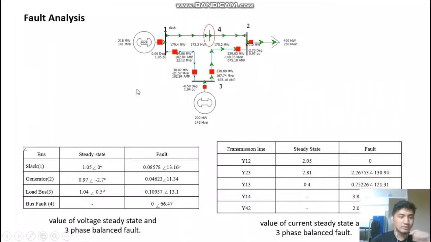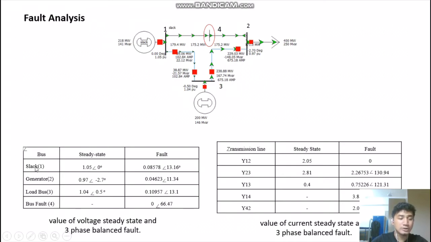So I'm going to explain to you about fault analysis. As you can see, we choose our fault to happen in between the first bus and the second bus. So this is the fault bus. We assume the fault bus as 4. As you can tell, the value of voltage changes after the fault occurs.